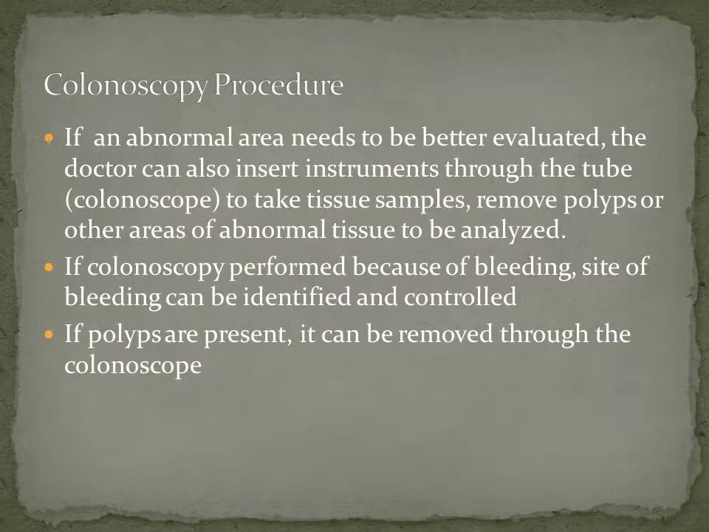If an abnormal area needs to be better evaluated, an instrument is inserted through the tube to take tissue samples or remove polyps or other areas of abnormal tissue to be analyzed. If colonoscopy is performed because of bleeding, the site of bleeding can be identified, samples of tissue are obtained if necessary, and the bleeding is controlled by several means through the colonoscope, by injecting medications or by coagulation. If there are polyps, they can be removed through the colonoscope. Removal of these polyps is an important method in preventing colorectal cancer.